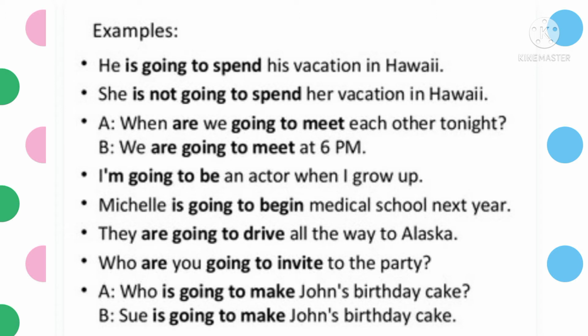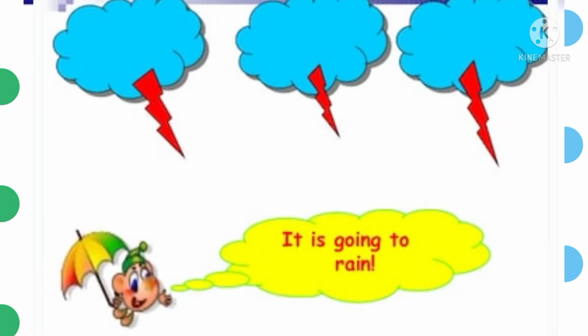See more examples here. He's going to spend his vacation in Hawaii. She's not going to spend her vacation in Hawaii. Okay, when are we going to meet each other tonight? All these express future events. But you see, it's used instead of will or shall, we have used here going to.